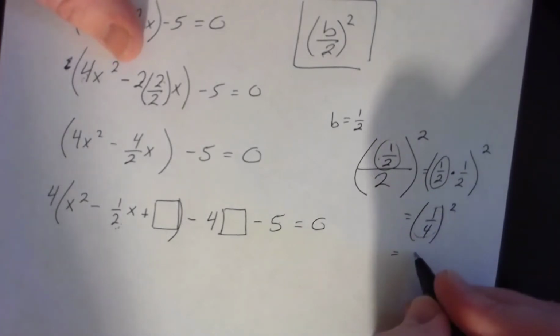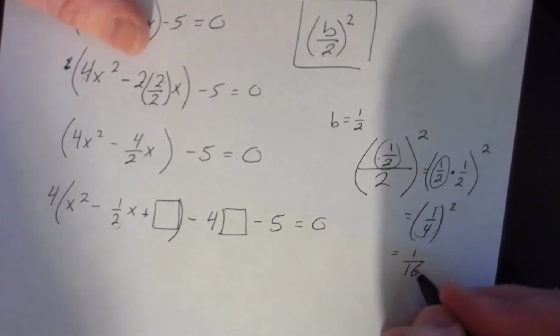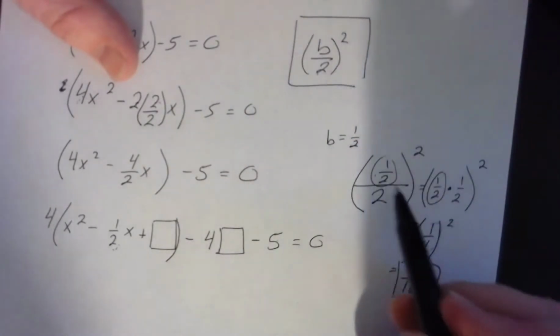So 1/4 squared is actually going to be 1 over 16, because I square the 1 and I square the 4 and I get 1 over 16. So this right here is the number that I'm putting in that box. Again, b divided by 2, squared.